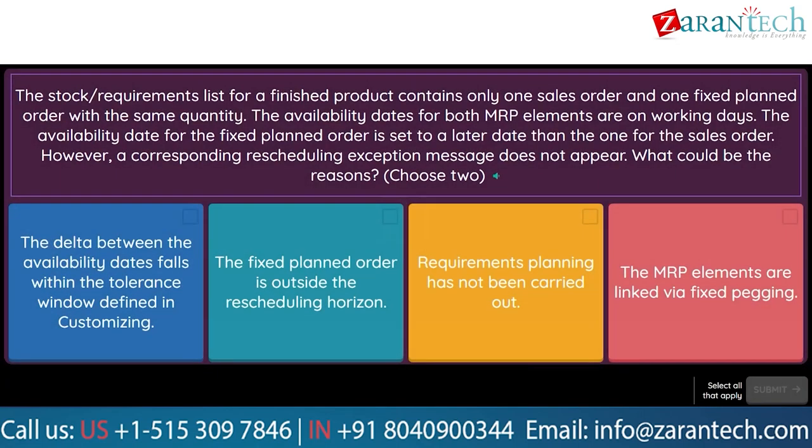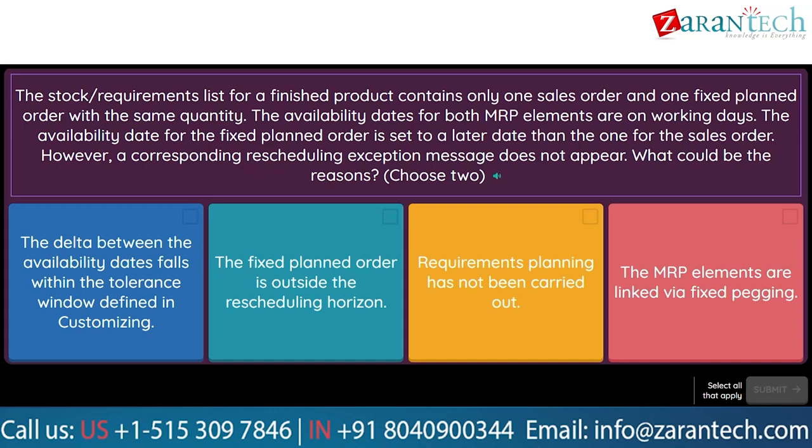Question: the stock/requirements list for a finished product contains only one sales order and one fixed planned order with the same quantity. The availability dates for both MRP elements are on working days. The availability date for the fixed planned order is set to a later date than the one for the sales order. However, a corresponding rescheduling exception message does not appear. What could be the reasons?